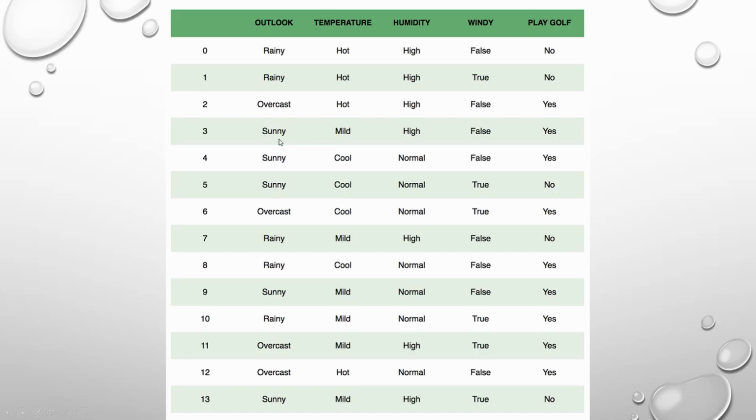You can see it is also suitable to play golf when it is sunny, the temperature is cool, the humidity is normal, and there is no wind. So if we take this data and try to predict the outcome to play golf or not, the naive Bayes algorithm will treat each one of these features as independent, and then we'll predict the outcome.